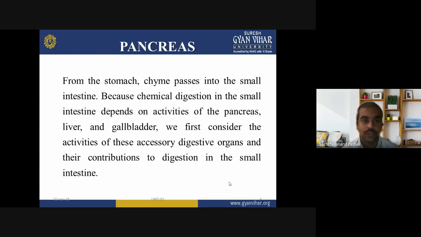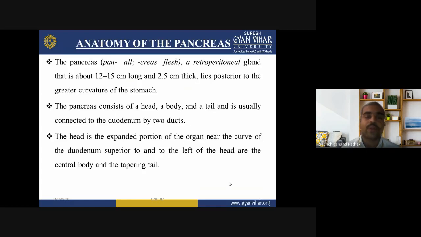From the stomach, the chyme passes into the small intestine, and because chemical digestion in the small intestine depends on activities of the pancreas, liver, and gallbladder, we first consider the activities of these digestive organs and their contribution to digestion in the small intestine. Now we come to the pancreas anatomy and physiology.